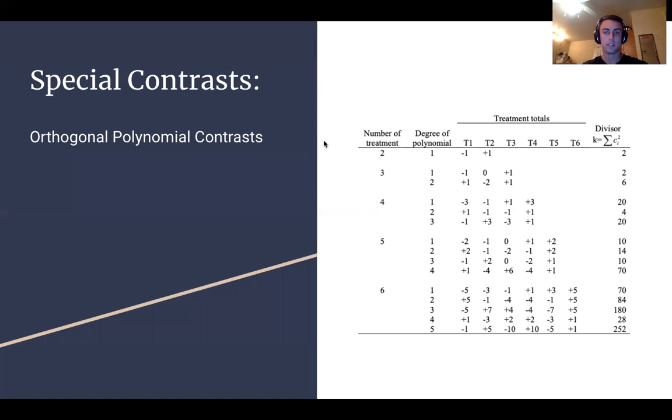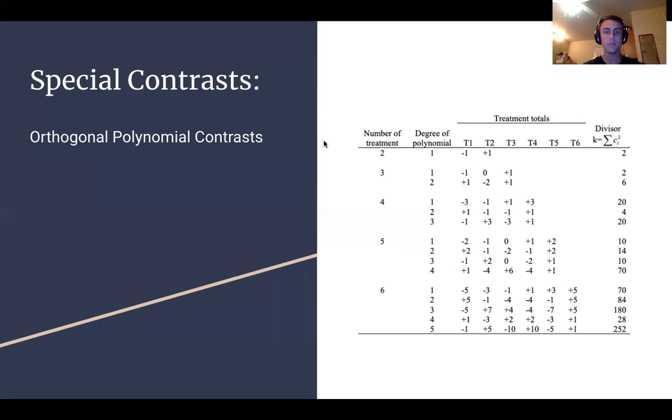The last topic I'll be discussing is a special type of contrast called an orthogonal polynomial contrast. These contrasts are used when we have equally spaced quantitative treatment groups with equal sample size, and we'd like to look at the response curve of the data. These are great because they allow us to partition the variation of the data, in the sense that we can see how much of the variation is due to a linear trend versus a quadratic trend, cubic trend, et cetera.